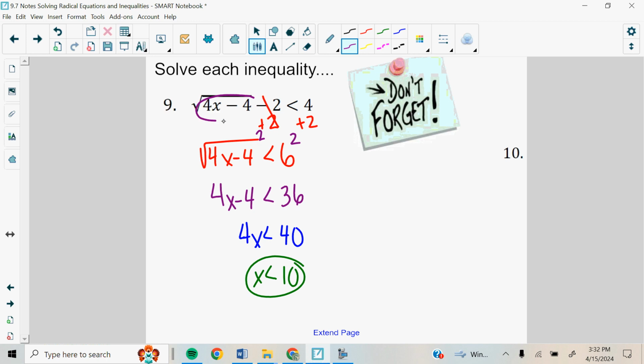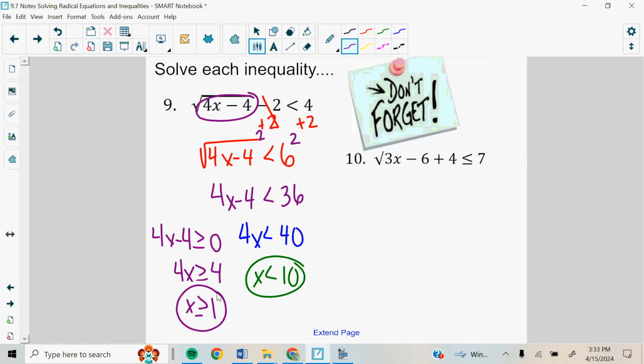We're going to use our radicand. That's how we found our minimum when we graphed them in Unit 8. So we're going to take our 4x minus 4 is greater than or equal to 0. Remember, that's how we found our minimum for our domain. And so we're going to go ahead and add 4 to both sides. And then we're going to divide by 4. So x needs to be greater than or equal to 1. And it needs to be less than 10. That is what is going to satisfy to give us an answer that's less than 4. All right, go ahead and pause the video here and try problem 10 out and see how that goes.